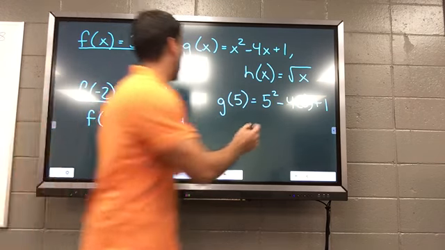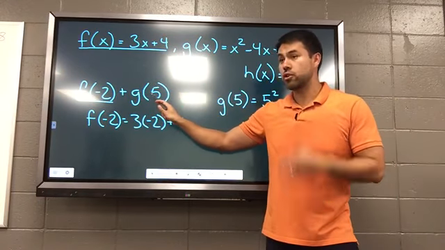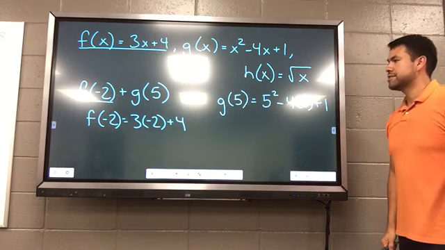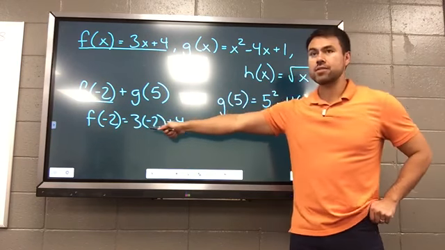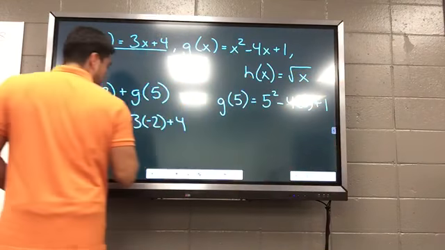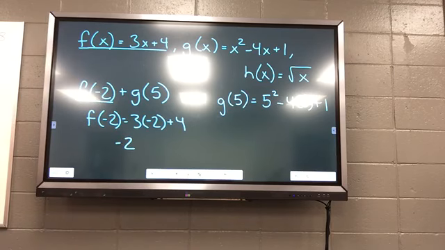Bella, on this second one, they gave you g of 5? So when you're asking what's x, it's always what's in the parentheses. So that's 5. All right, who got f of -2? Who figured that out? What is f of -2, Jack? -2. How many of you got -2? Okay, good. Who got g of 5? Who got g of 5? Cole?